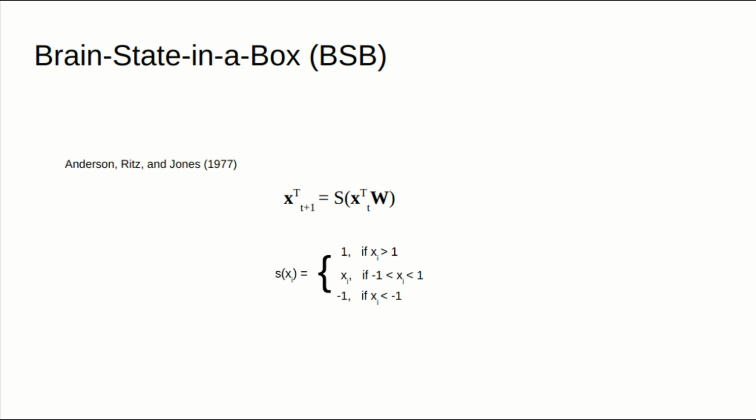Anderson, Ritz, and Jones introduced saturation in the brain state in a box to remedy the dominant eigenvector problem. They constrain different states to lie within a box by imposing an upper and lower bound on the state vector activations. The system halts once it reaches one of the corners of its bounding box before it gets dominated by the lead eigenvector.